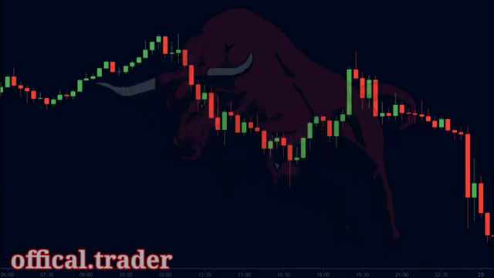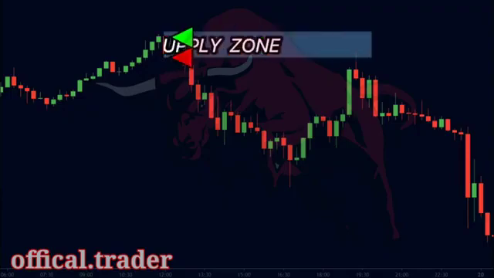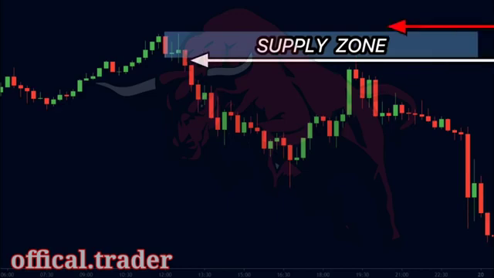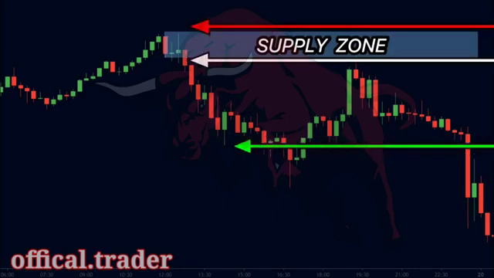So we find the origin of the move. Here is the first candle that started the down move. So, we mark the high and the low of this candle. The area between these two lines becomes our supply zone. So, we place a sell trade below the supply zone and keep our stop loss above the supply zone. We can place our targets at 1.5:1 risk to reward ratio.